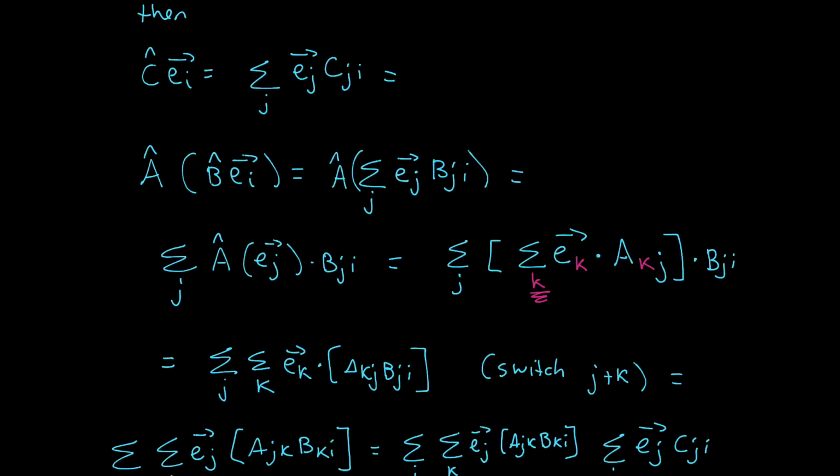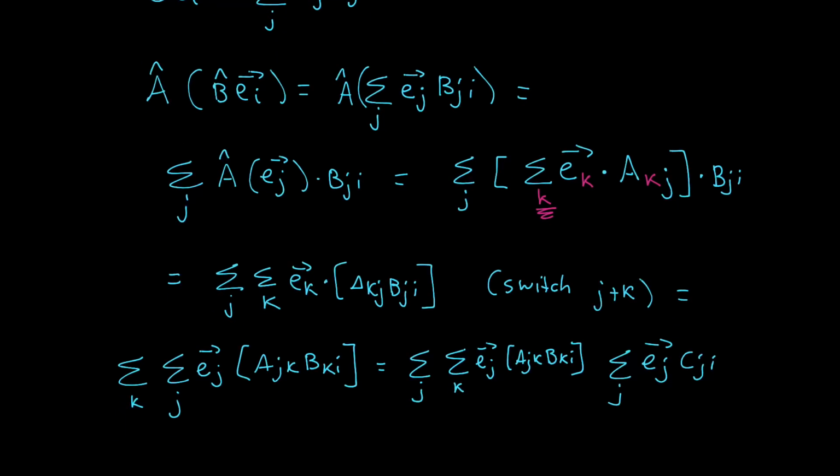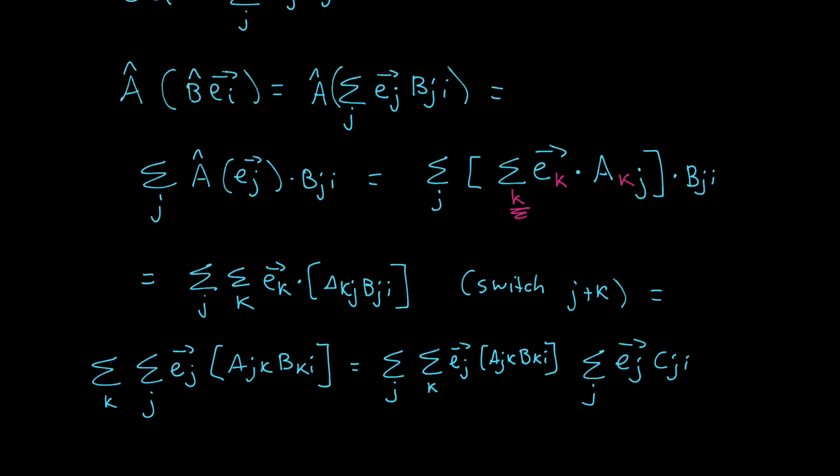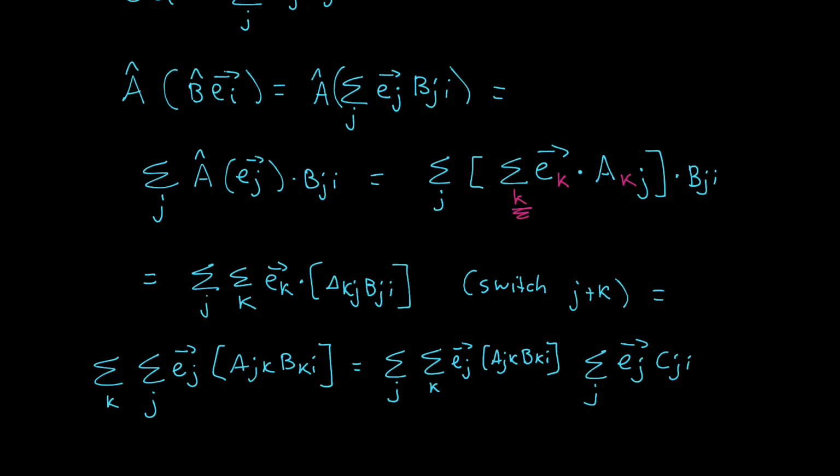And since A is a linear operator, you can take that operator under the sum to get the sum over all j of A hat e_j times B_ji. And operating A hat on e_j, you get the sum over all k of e_k times A_kj. Notice I did not use the same index. I used a different index k, since j and k are not necessarily the same when you expand the operator out.